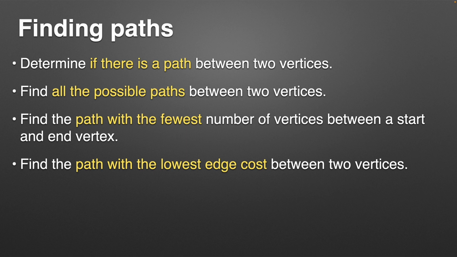So here are some of the questions that would get asked about a graph frequently. The first being just, is there a path at all between two vertices? Is there any way to get from A to B? You might want to find all the ways you could get from A to B, because there could be a lot of them. Then what you're probably interested in is finding a path that has the fewest vertices between A and B that you have to visit, which we'll usually call the shortest path.